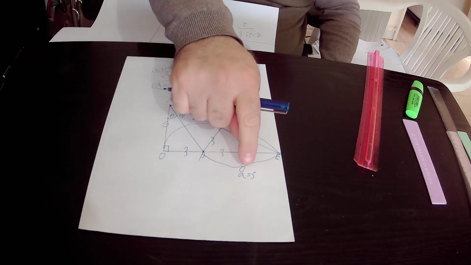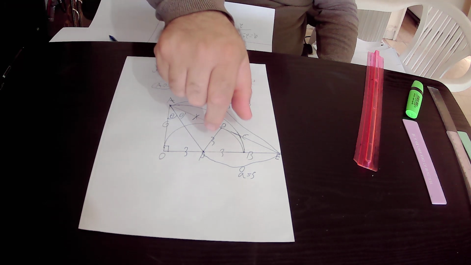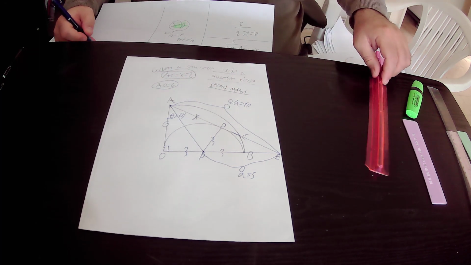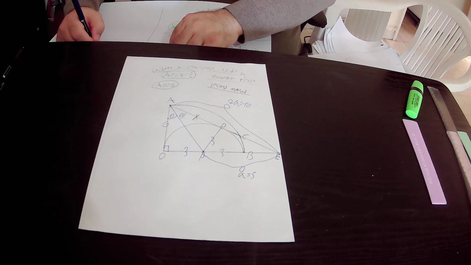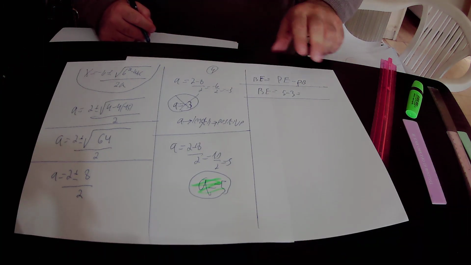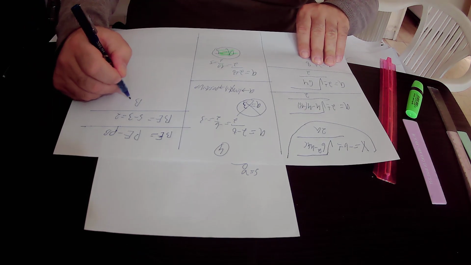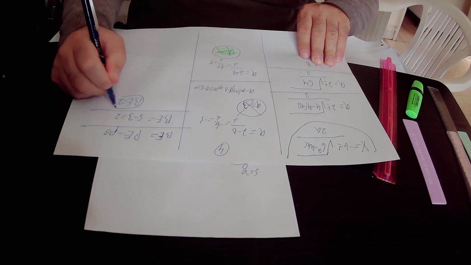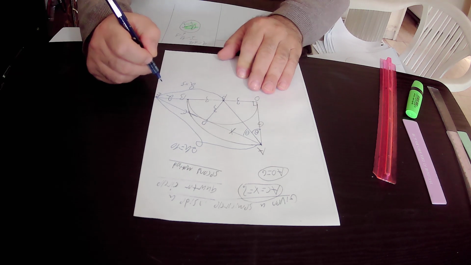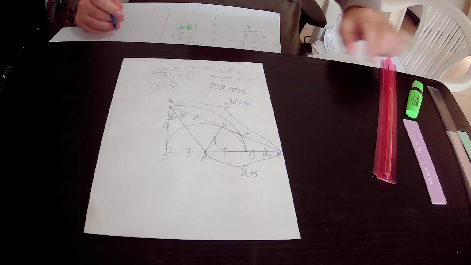PE, which is a, that is 5 units, minus PB, which is 3 units, the radius of the semicircle. So in conclusion, we found out that BE equals 5 minus 3, that is 2. We found out that BE equals 2 units. So we can write here that BE equals 2 units.